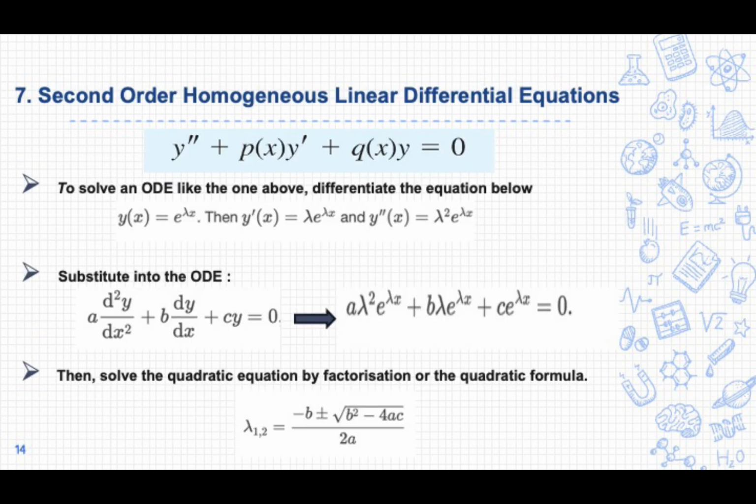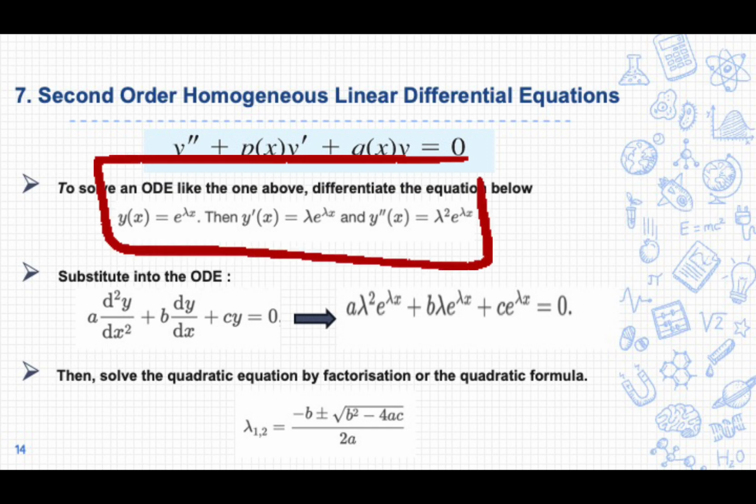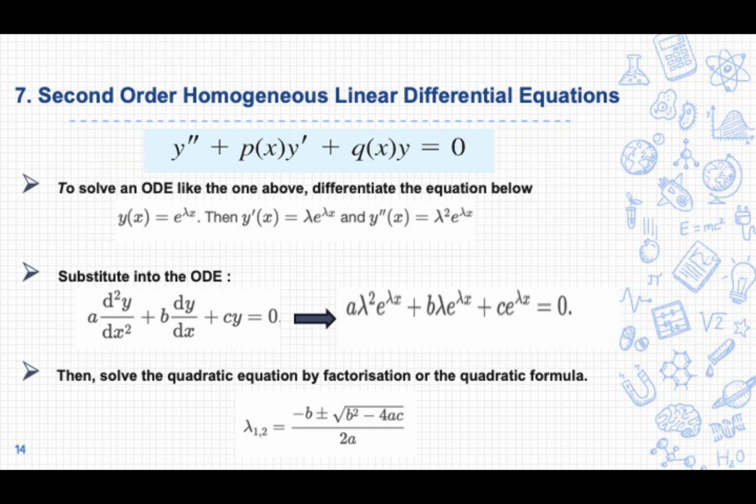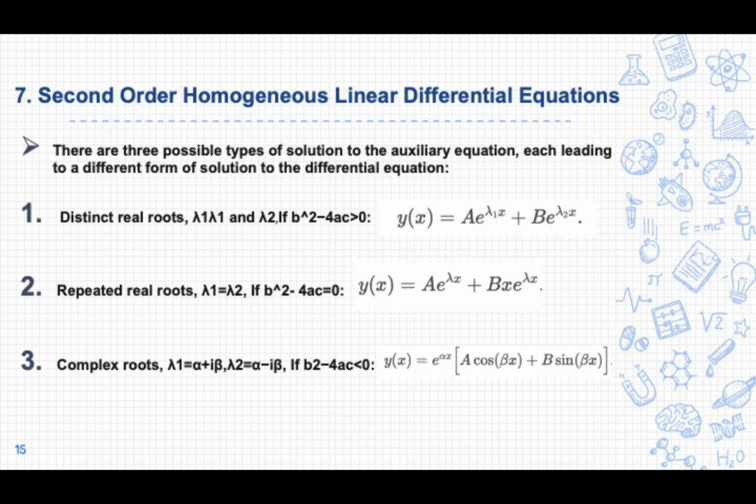Number 7 is the second order homogeneous linear differential equation. To solve an ODE like the one above, differentiate the equation below. Then substitute it into the ODE. Lastly, solve the quadratic equation by factorization or the quadratic formula as below. There are 3 possible types of solutions to the auxiliary equation, each leading to a different form of solution. 1 is the distinct real roots, where there are 2 real roots. 2 is the repeated real roots, where 2 of the roots are the same. 3 is the complex roots, where there are 2 complex numbers.